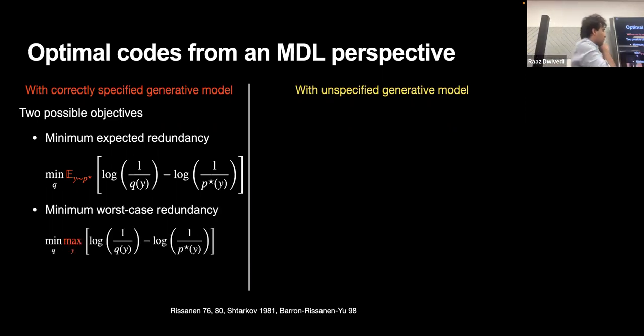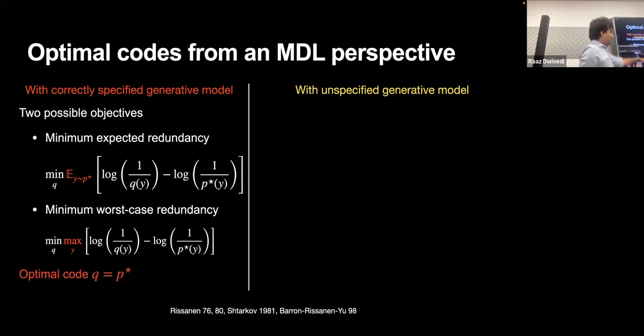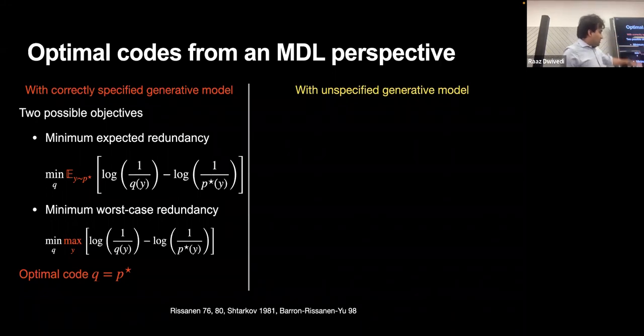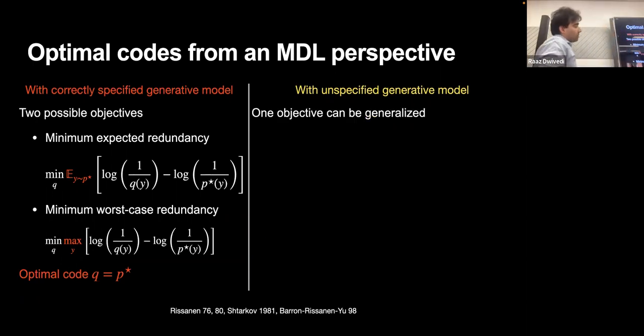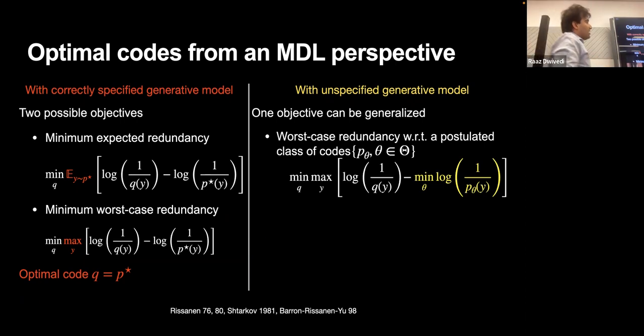Or you can do the min-max version of it. Instead of expectation, I want to choose a code that has the best worst-case code redundancy, because we are comparing to the oracle log 1 over P star code length. And you can see this is KL divergence plus entropy, and the optimal code in both these objectives turns out to be just P star. So that's when you have a true generative model. And one of the advantages of MDL is you don't really need a generative model to talk about optimal code. So in the second case, when you don't have a generative model, this log 1 over P star of Y changes.